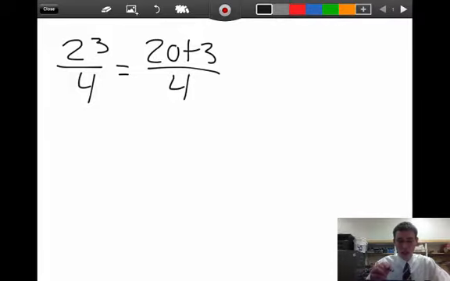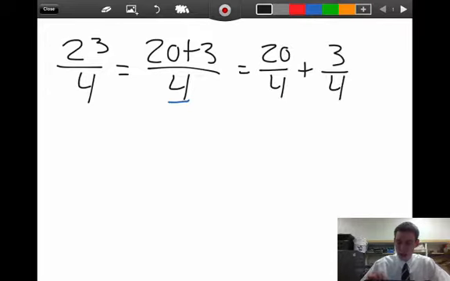Now remember, with fractions, the denominator down here has to be the same. So then we can rewrite this as 20 divided by 4 plus 3 divided by 4. See how we have the exact same thing in the denominator? That's the only way we can add these.